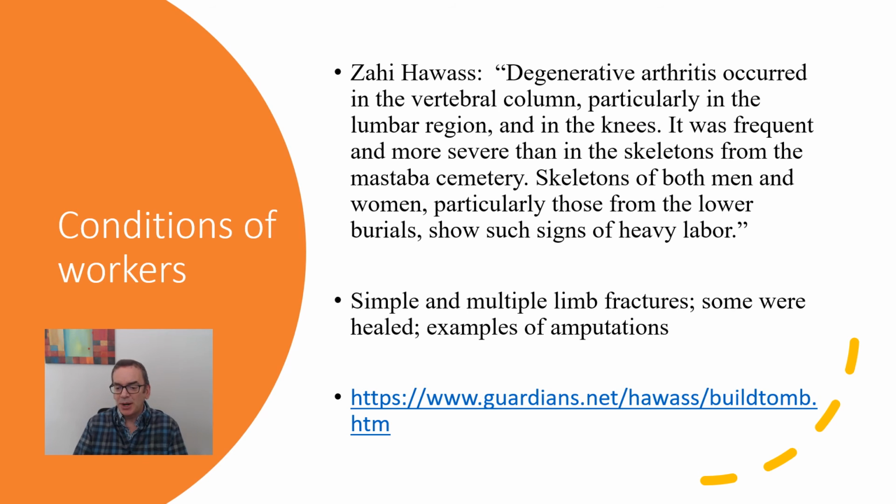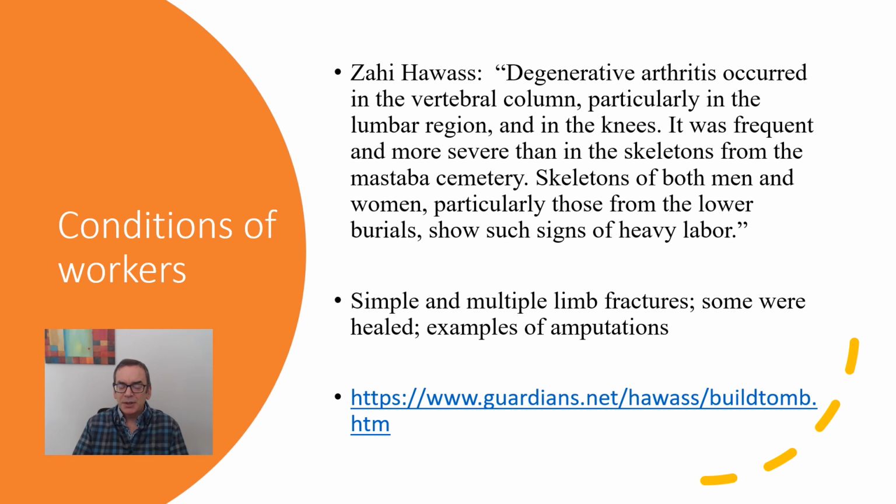Now, this is no big surprise, but it's nice to have the archaeological science to show us that this was the case. They found lots of limb fractures, so arm and leg fractures. Some of these were healed, so what that means is they got a fracture. And remember, we looked at this a couple of weeks ago on skulls, where you could see where a fracture might occur, and then it will heal up, as opposed to a brand new fracture, say at the time of death. But there are examples of these fractures healing, and they probably went back to work. There's also examples of amputations.